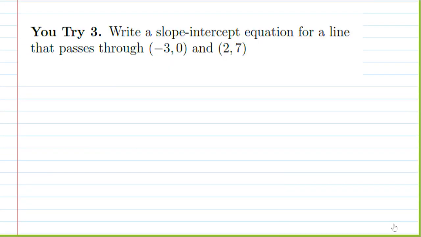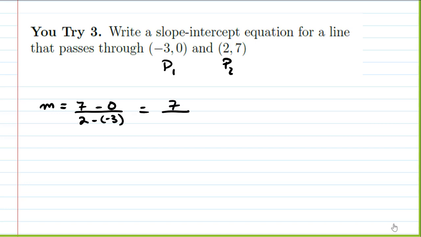And let's resolve this problem. So once again, we're given 2 points. So I'll be boring this time and do them in order, point 1, point 2. So m is equal to 7 take away 0 all over 2 minus negative 3. That's going to give us 7 over 2 plus 3, which is 5. So our slope is 7 fifths.